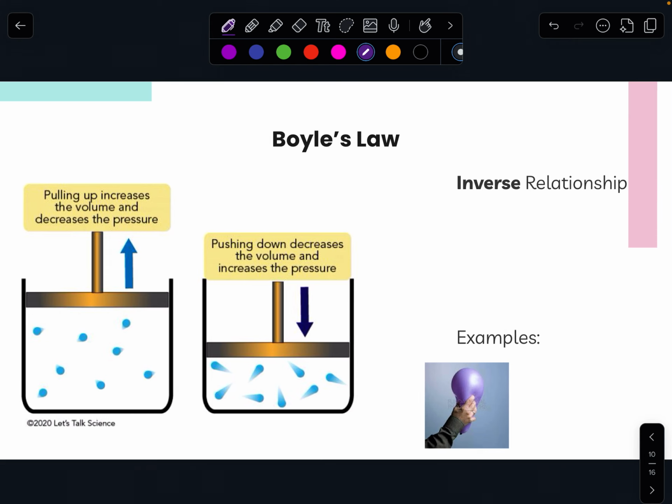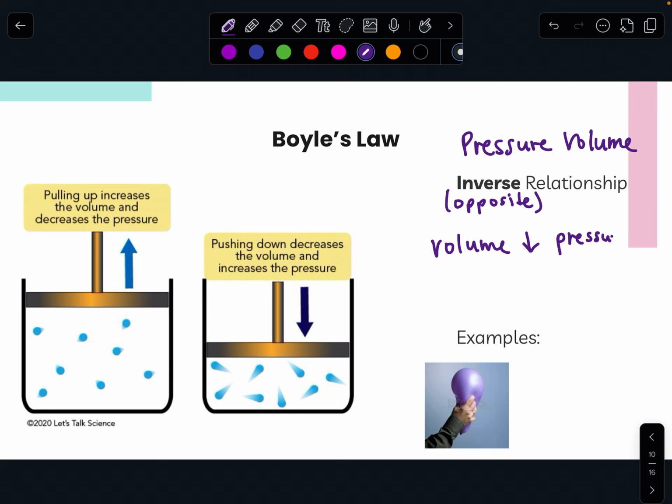For Boyle's law, this one is a little bit different. We're looking at pressure and volume, and these have an inverse relationship. Basically what that means is opposite. So if the volume of the container decreases, like in the picture, then that means the pressure is going to increase. So you can see they're opposite.